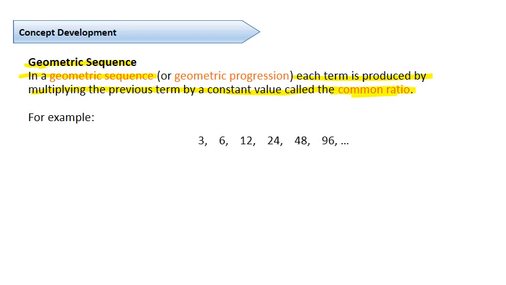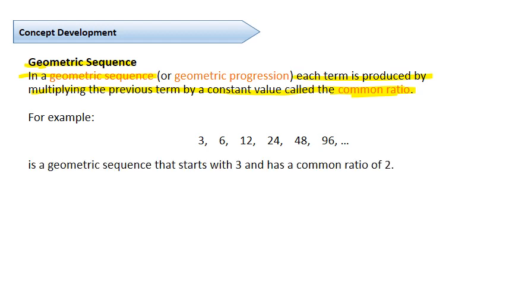Just a quick example for you. I've got the sequence 3, 6, 12, 24, 48, and 96. Now in this sequence, it's a geometric sequence which has a starting value of 3 and a common ratio of 2. Now what we can see is that each term is multiplied by 2. So when I have a look at this, 3 multiplied by 2 is 6, 6 multiplied by 2 is 12, 12 multiplied by 2 is 24, and you can start to see the pattern.